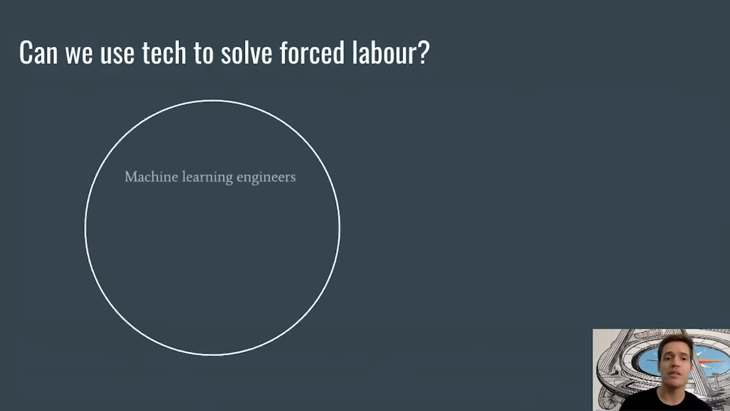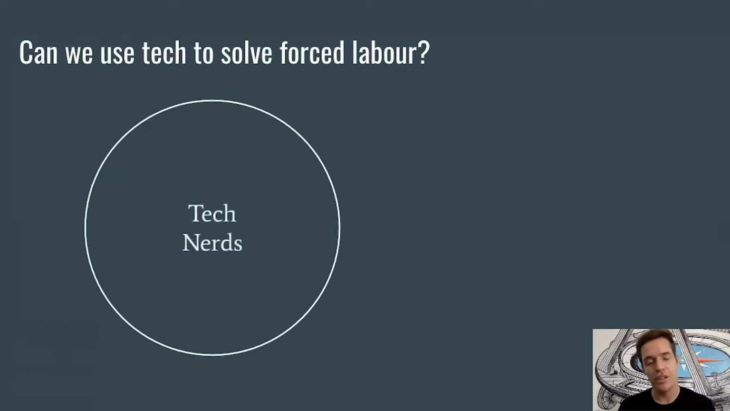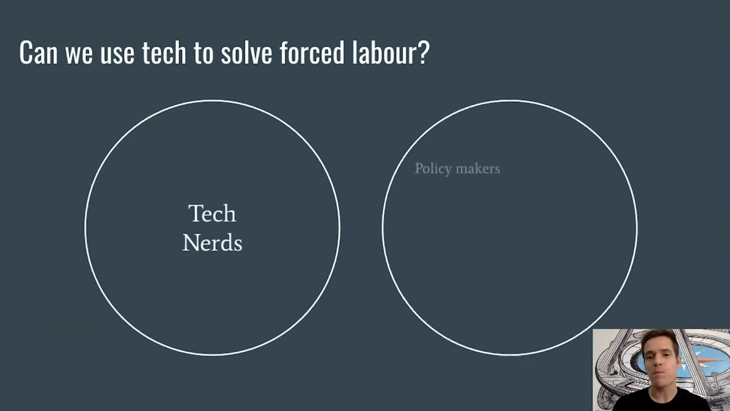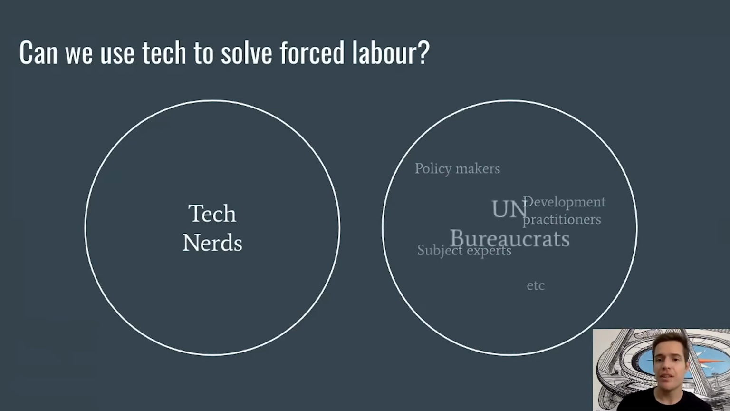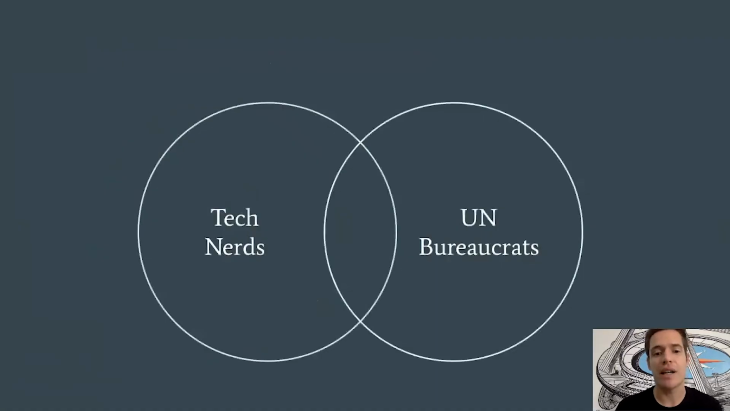First group are these guys, the machine learning engineers, developers, statisticians, tech innovators, and others. And we'll call these guys the tech nerds. The second group, the policymakers, the development practitioners, subject experts, etc. The UN bureaucrats, in other words. So the reason I do this course is kind of as a proof of concept to see if the merger of these two groups yields anything meaningful and perhaps some kind of solution.